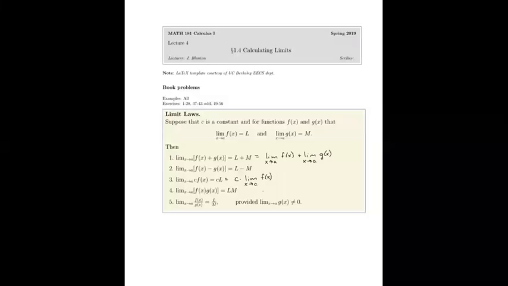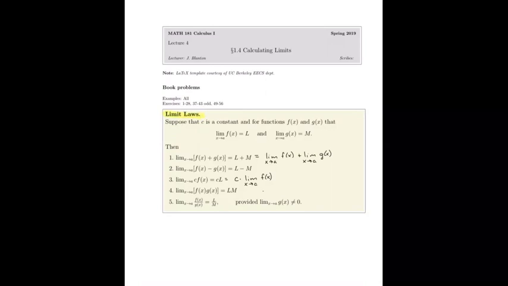Section 1.4 is calculating limits. So in the previous section, we introduced the idea of a limit, at least the intuitive definition, and left aside the precise definition for another time. But now we're going to talk about how to calculate limits of functions. And one of the main tools we actually have for that is the set of limit laws.